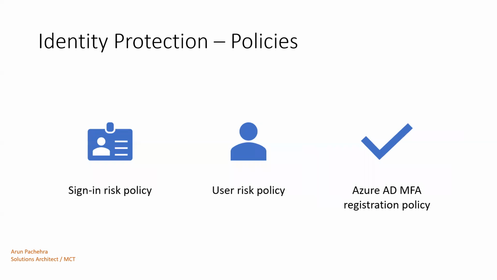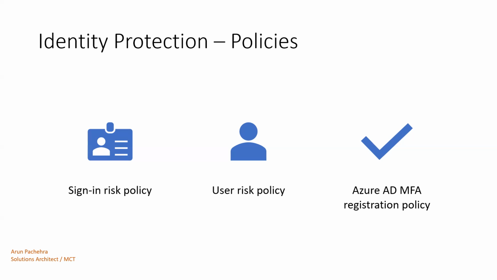Identity Protection policies can be configured to automate the response to risk detection. And there are 3 policies by default in Identity Protection: sign-in risk, user risk, and Azure AD MFA. Well, the sign-in risk policy, there's the mouse, yeah. This policy can be used to automate the response to sign-in risk detection based on the risk level.